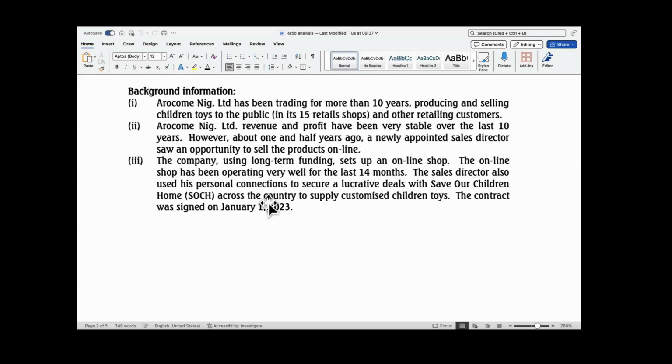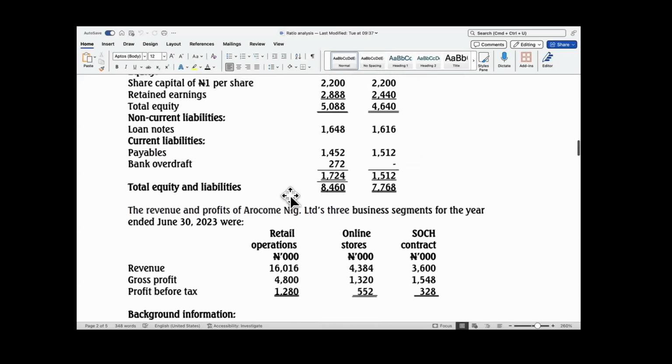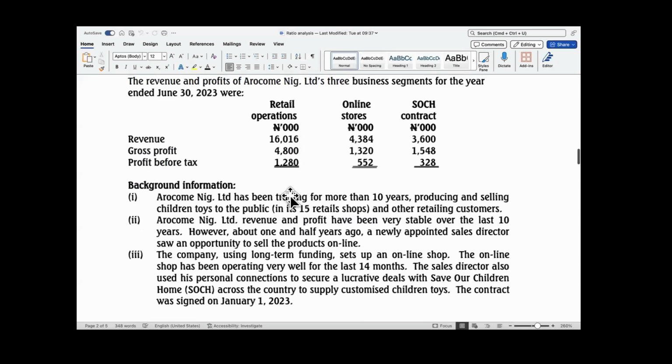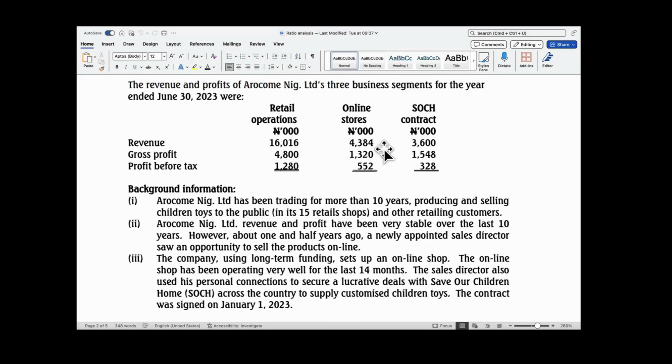So they have been using long-term funding, they have been borrowing money from the banks, and the online shop has been operating very well for the last 14 months. So they are doing well. In fact, they even got a lucrative contract to supply customized toys all over the country. And they just signed that at the beginning of this year. And it's also doing very well, looking at the revenue and profits that they made from that contract.